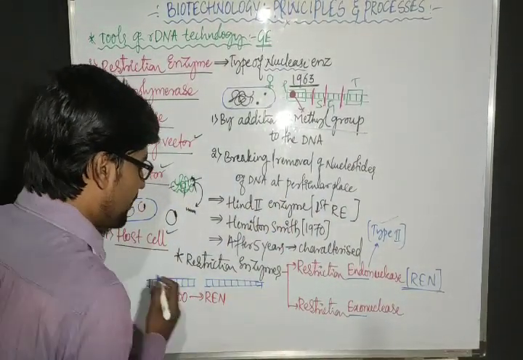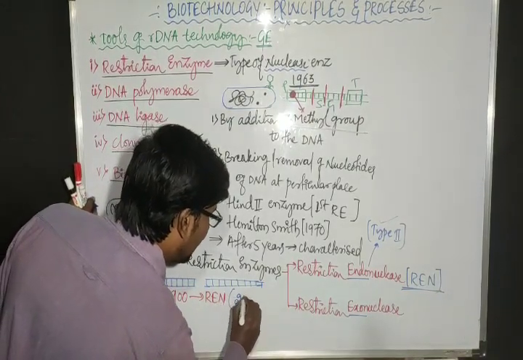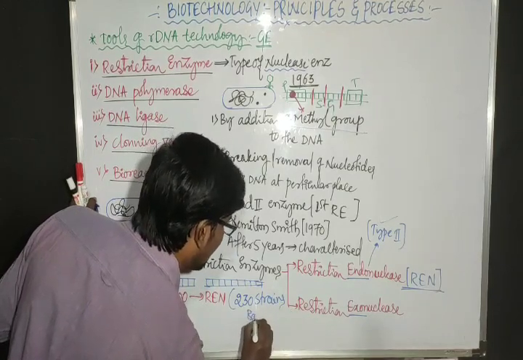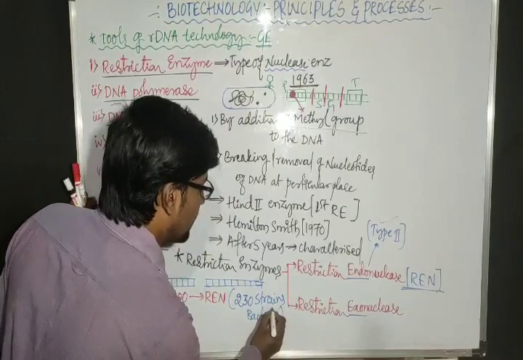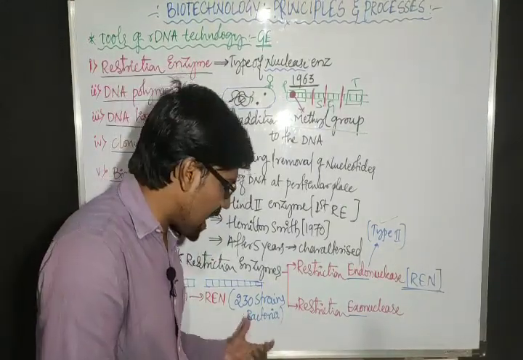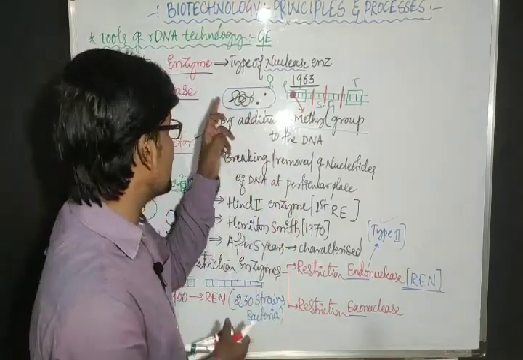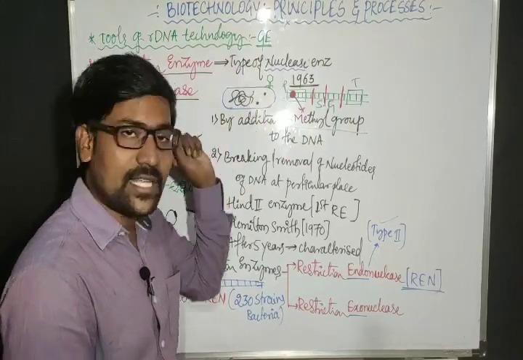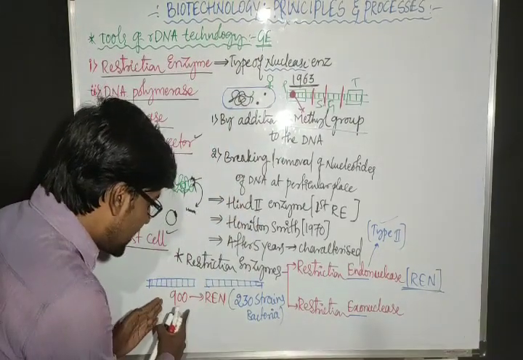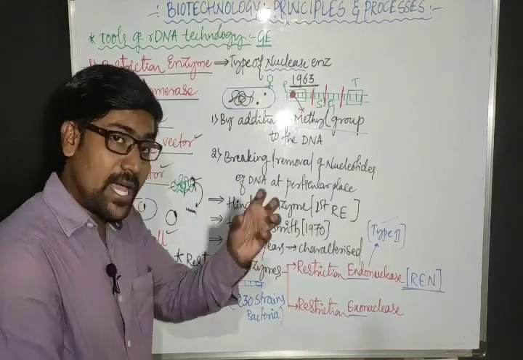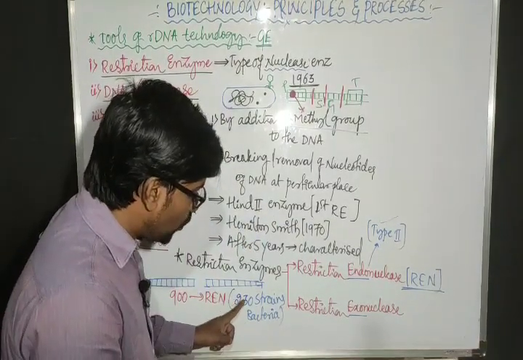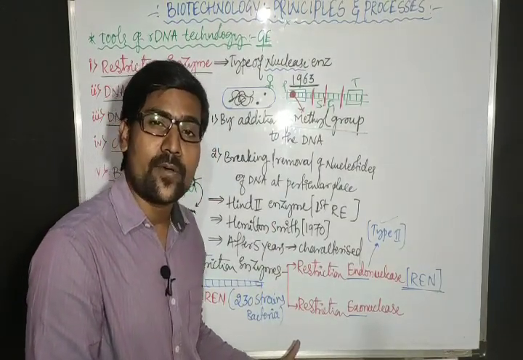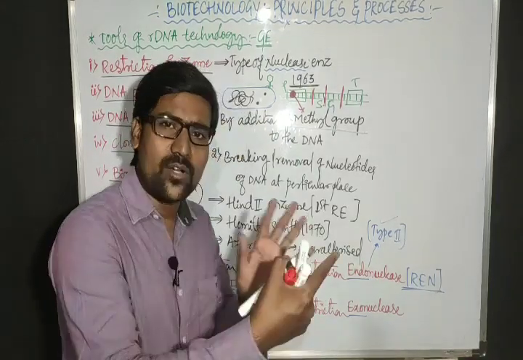All of these 900 different types of restriction enzymes are isolated from more than 230 strains of bacteria. That means we have so many bacteria. From where will we get the restriction enzymes? We will get the restriction enzymes from bacteria. So 900 types of restriction endonuclease enzymes are isolated from more than 230 strains of bacteria, that means breeds of bacteria. Strain means it is equivalent to breed.